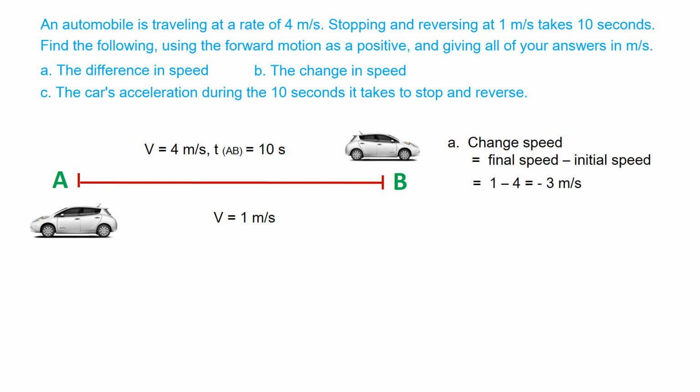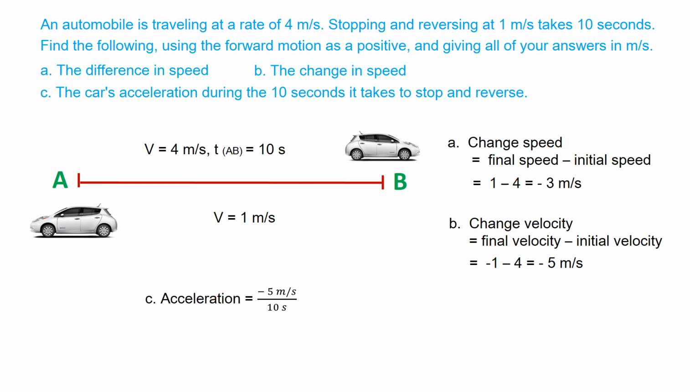Change in speed equals minus 3 meters per second. Change in velocity equals minus 5 meters per second. Acceleration equals minus 1 by 2 meters per second squared.